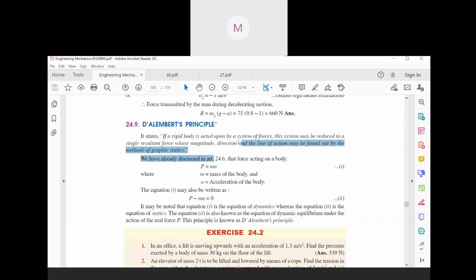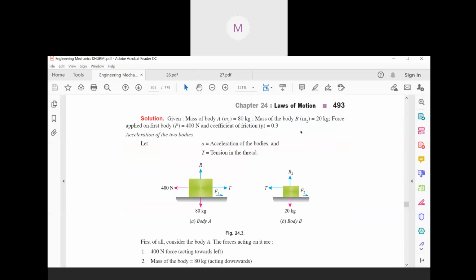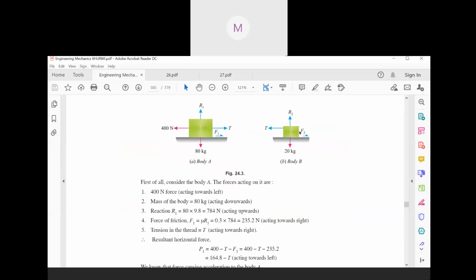So now, if F equal to ma, you can write P in place of F. P means the force. So if P is the force, then P minus ma is equal to 0. So in this way, we can simply put it as this equation, that means P minus ma is equal to 0. Now, you just try to do this numerical.